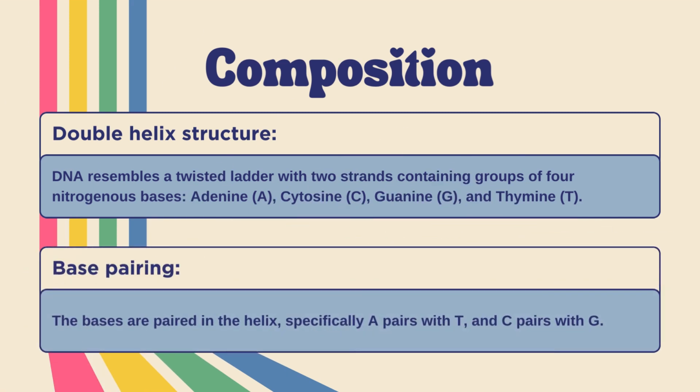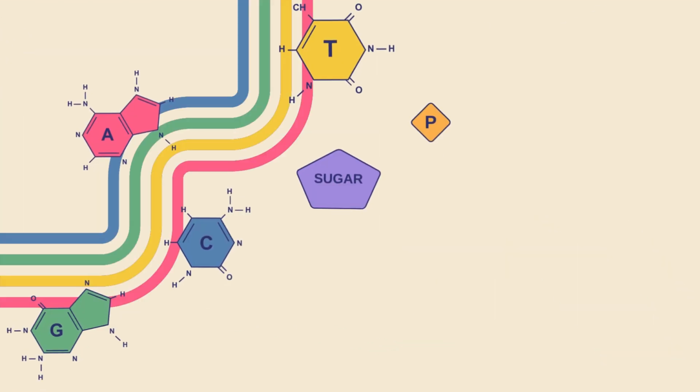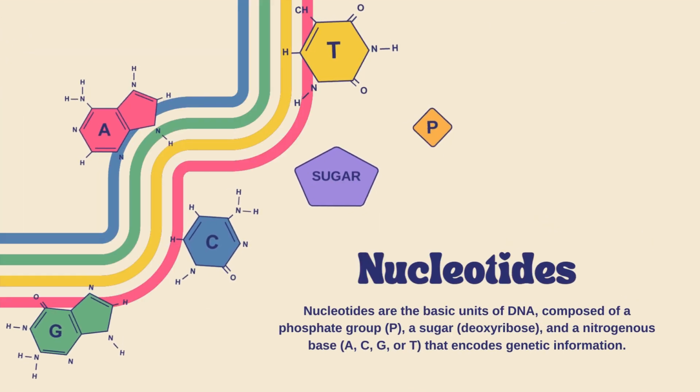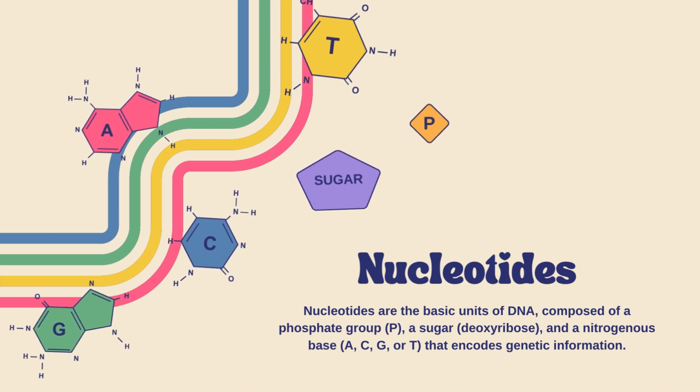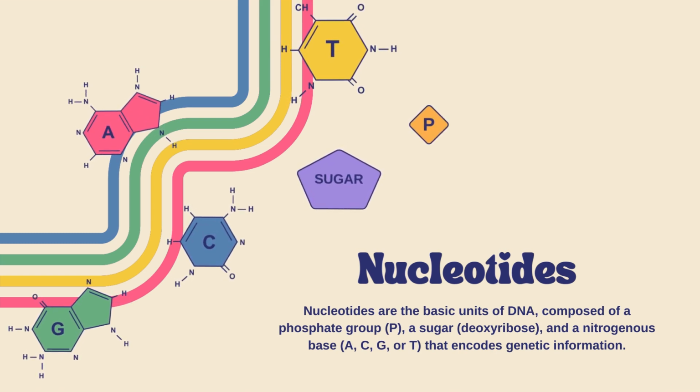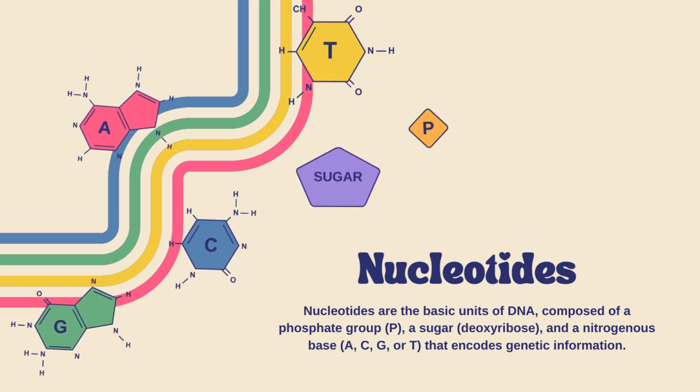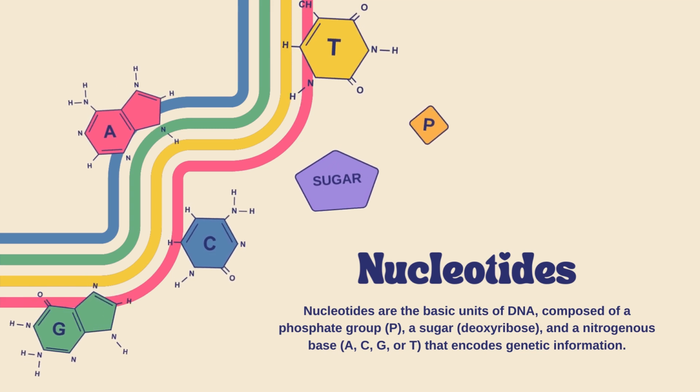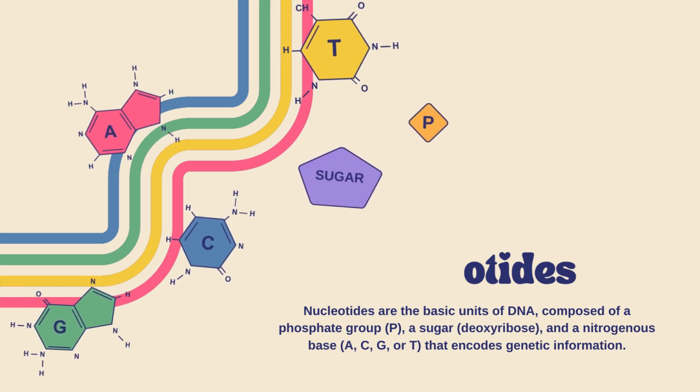Base pairing. The bases are paired in the helix, specifically A pairs with T, and C pairs with G. Nucleotides are the basic units of DNA, composed of a phosphate group, P, a sugar, deoxyribose, and a nitrogenous base, A, C, G, or T, that encodes genetic information.